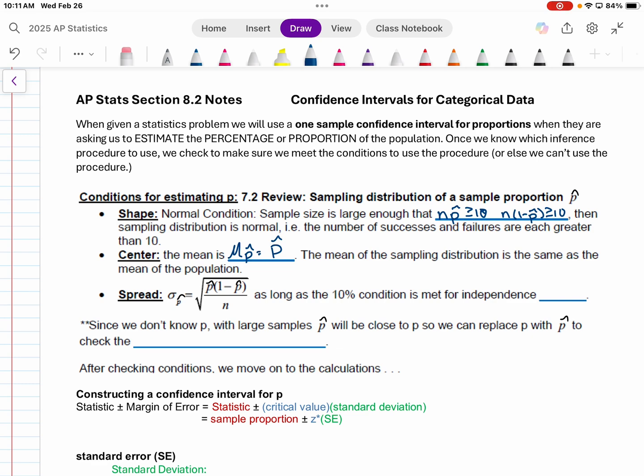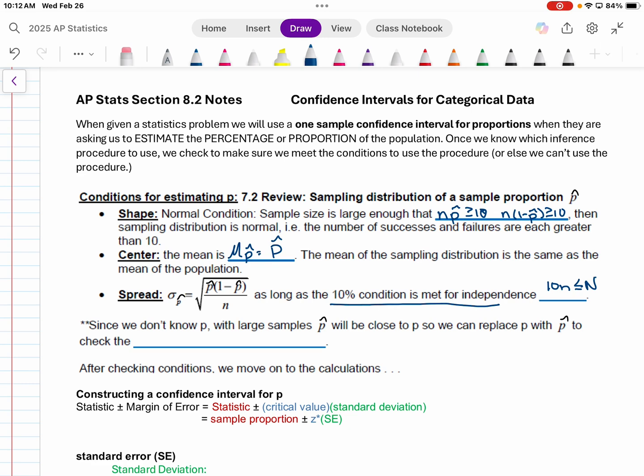And let's see, the spread. To calculate the standard deviation, p hat is equal to the square root of p hat times 1 minus p hat over n, as long as we meet that 10% condition for independence. So again, is 10 times little n less than or equal to big N? As long as we meet that condition, then we can do the standard deviation.